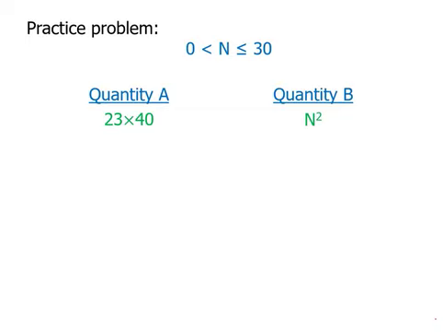Well, let's think about this. N squared, we don't know the value of n, but we know it's less than 30. So the absolute biggest that n squared could be would be 900. That would be the maximum value of n squared. It could be anything from 0 to 900.